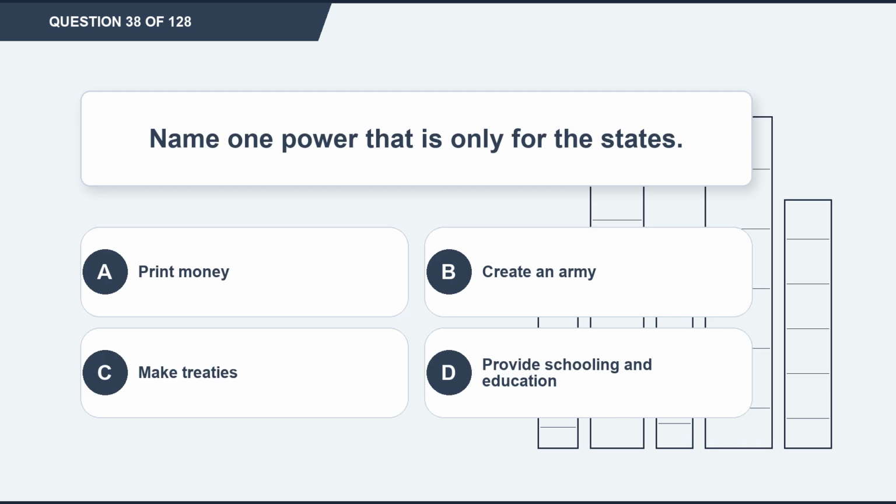Question 38. Name one power that is only for the states. Option A. Print money. Option B. Create an army. Option C. Make treaties. Option D. Provide schooling and education. The correct answer is option D.